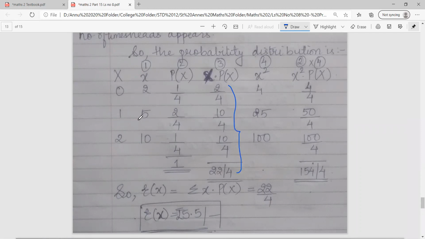2 square is 4, 5 square is 25, 10 square is 100. So now 1 by 4 into 4 gives 4 by 4. 2 25s are 50 by 4. 1 into 100, 100 by 4. So after multiplying, add the total of the fifth column as well.